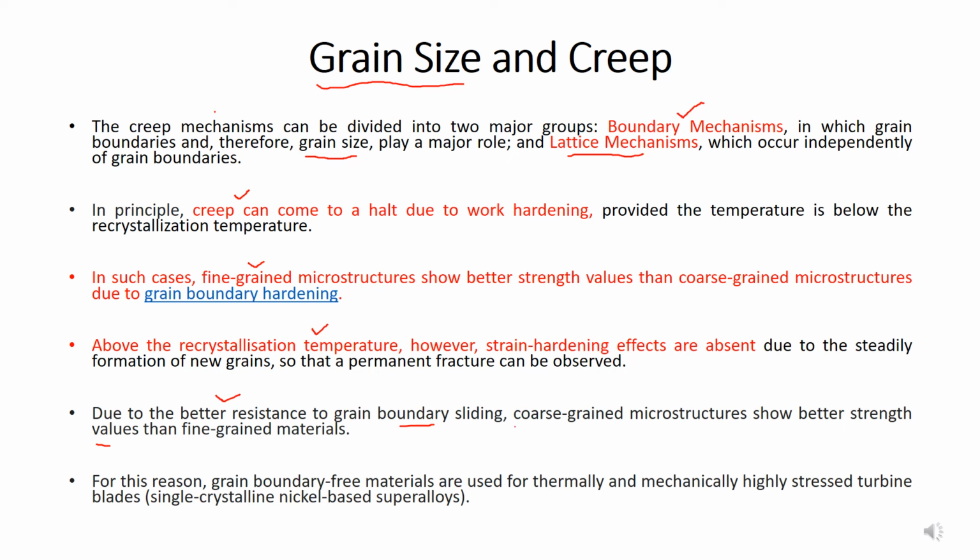That is why at higher temperatures, the grain boundary free materials, which are generally single crystal materials that do not have grains in them, are used. Likewise, nickel-based superalloy is a type of single crystalline material used for highly stressed turbine blades, meaning blades which are subjected to higher temperatures. In those cases, we use materials which do not have grain boundaries.